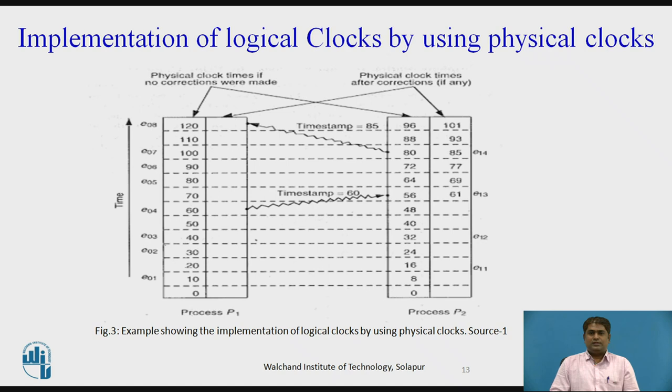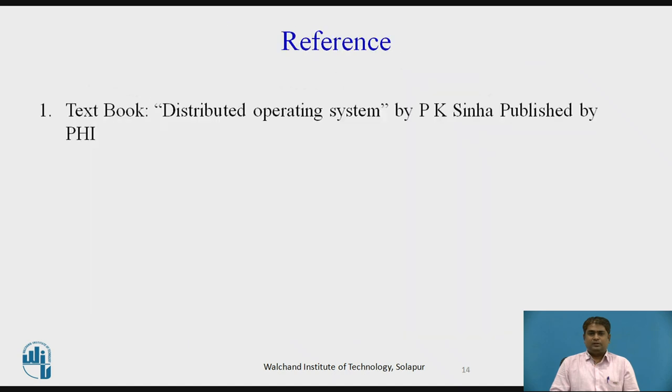This is usually not a problem because a computer clock is normally designed to tick several times between two events that happen in quick succession. To satisfy condition C2, for a message sending event, for example event 4 and event 14 in the diagram, the process sending the message includes its current physical time in the message, and for a message receiving event, for example event 13 and event 8.